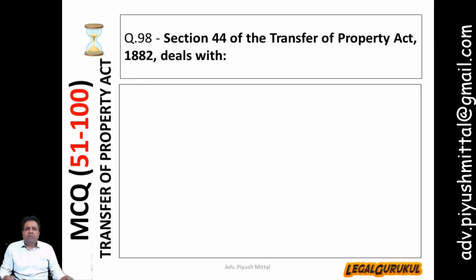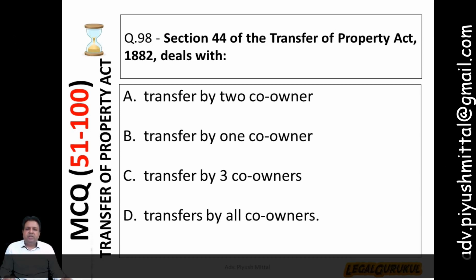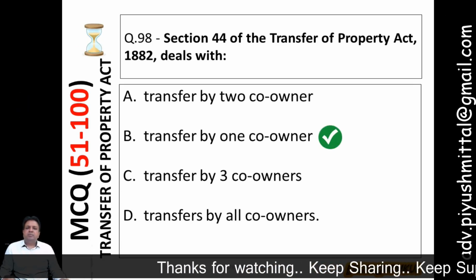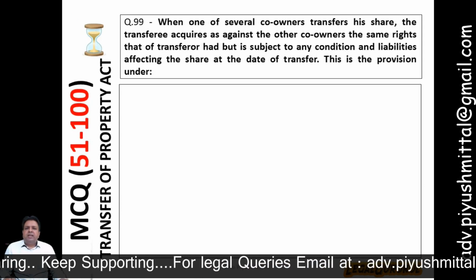Question number 98. Section 44 of the Transfer of Property Act 1882 deals with A. Transfer by 2 co-owners, B. Transfer by 1 co-owner, C. Transfer by 3 co-owners, D. Transfer by all co-owners, and the correct answer is B. Transfer by 1 co-owner.